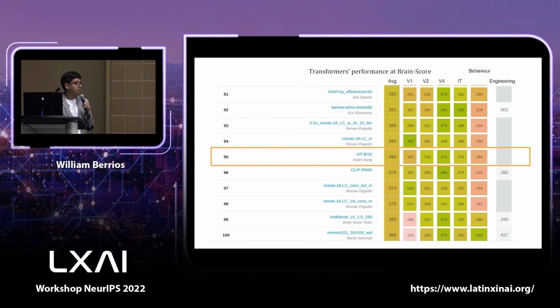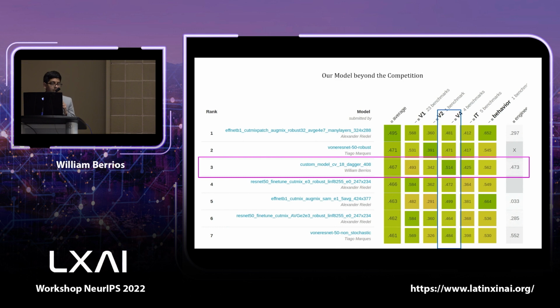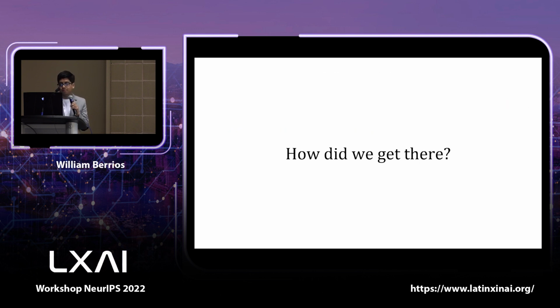At the beginning of the platform, vision transformers were not as good as we thought. A vanilla transformer like ViT-B32 was around 95 out of 200 places. But after the competition ended, we managed to work with a specific type of transformer model, which was CrossViT. In combination with adversarial training and rotation invariance, we got second place at the competition, third place overall, and the state-of-the-art in the V4 BrainScore area at the time of the competition.